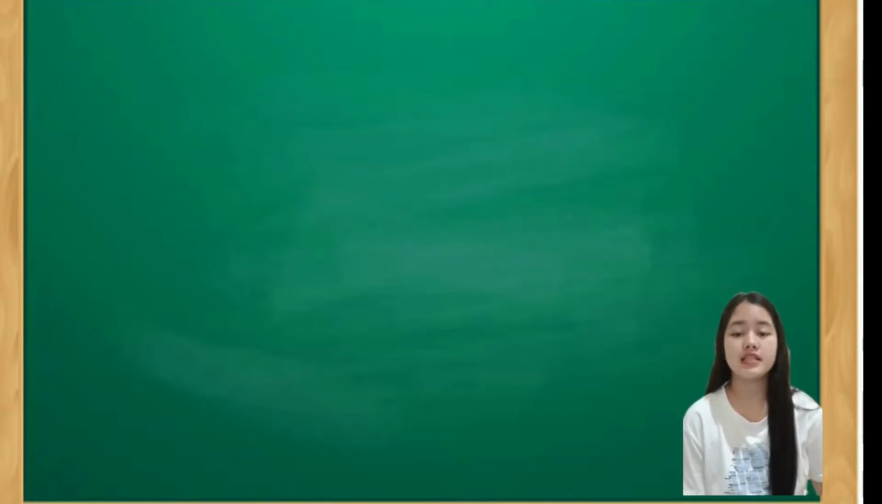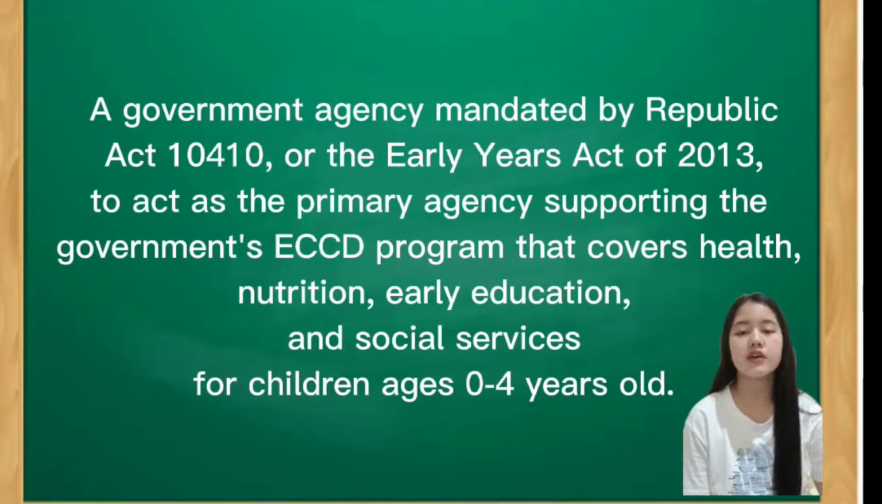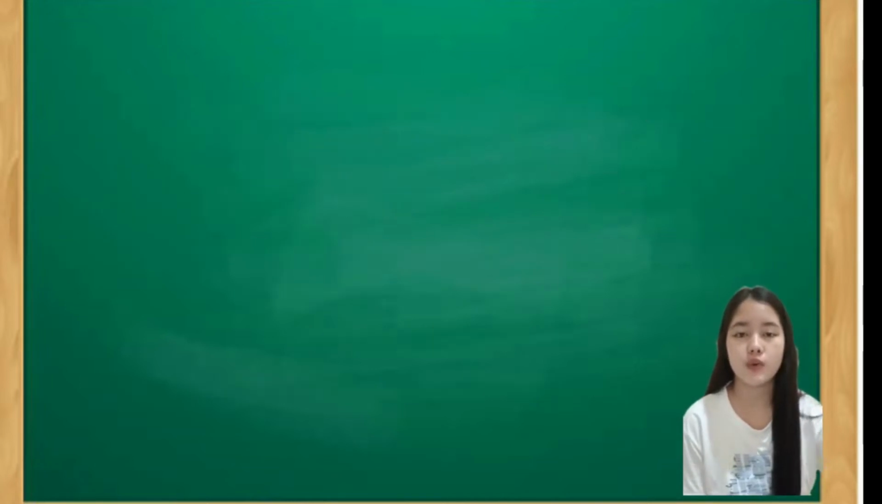So the DepEd ECCD is the Early Childhood Care and Development Council. It is a government agency mandated by Republic Act 10410, or the Early Years Act of 2013, to act as the primary agency supporting the government's ECCD programs that cover health, nutrition, early education, and social services for children ages 0 to 4 years old.